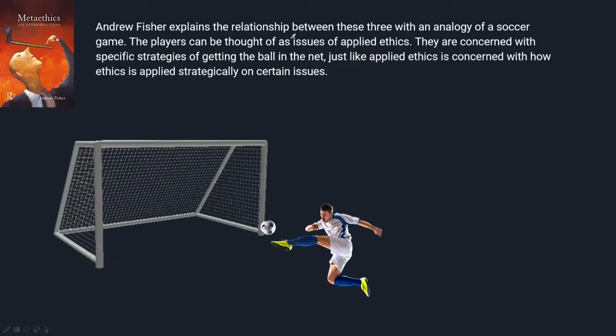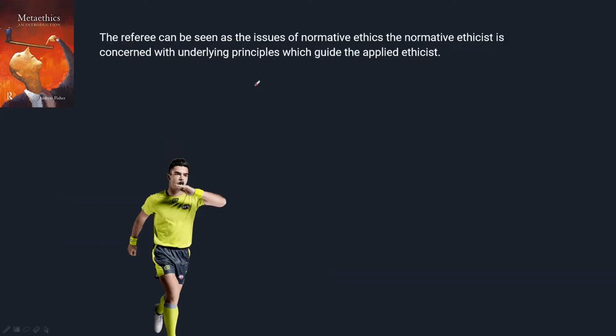Andrew Fisher explains the relationship between these three with an analogy of a soccer game. The players can be thought of as issues of applied ethics. They are concerned with specific strategies of getting the ball in the net, just like applied ethics is concerned with how ethics is applied strategically on different issues. The referee can be seen as the issues of normative ethics. The normative ethicist is concerned with the underlying principles which guide the applied ethicist.